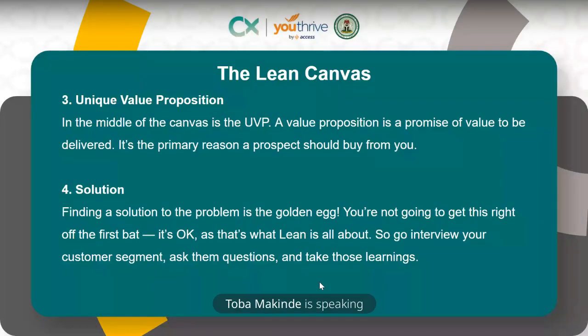Your unique value proposition is a promise of value to be delivered. It's the primary reason a prospect should buy your product. So why should people buy your product? Why do people want your product? What value are you rendering? So that's your value proposition. And how is it unique? In what way will it help the customer? So you state that.